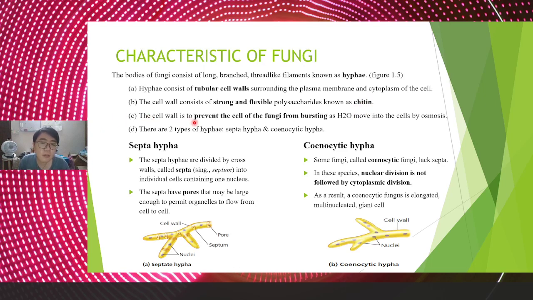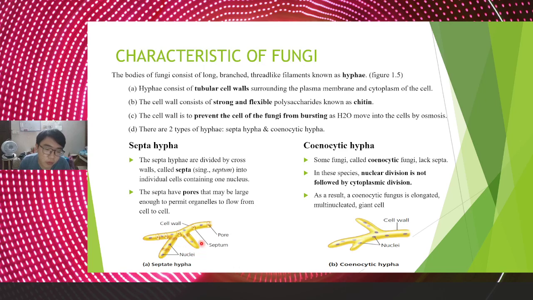And the function of the cell wall is the same as the cell wall of a plant cell. It prevents the fungal cell from bursting. This is the same as a plant cell, but the component is totally different. The component is chitin. Chitin is one of the polysaccharides, but it is different from cellulose. You have to be alert for this. And then there are two types of hypha, septate hypha and coenocytic hypha.